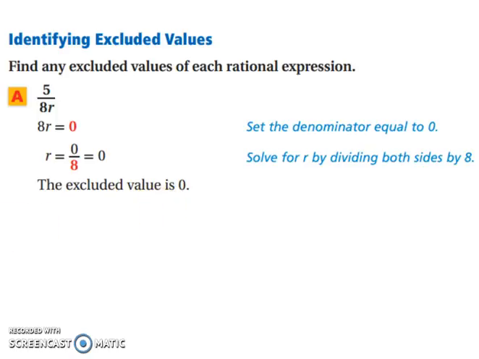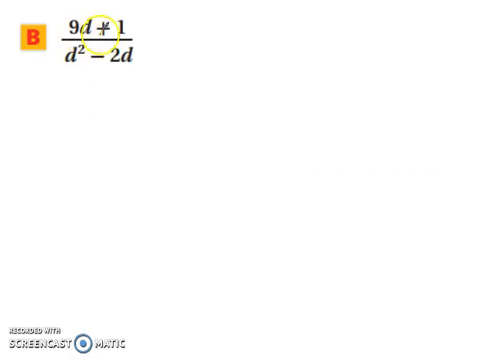Let's step it up a notch to one that might be a little bit more challenging. So we have 9d plus 1 in our numerator, and then in our denominator we have d squared minus 2d. And we want to set our denominator equal to 0. So we have d squared minus 2d equals 0. And now we can factor. So we're going to factor out a d, so we're left with d times d minus 2 equaling 0.